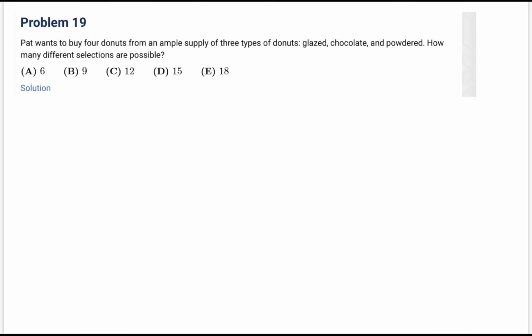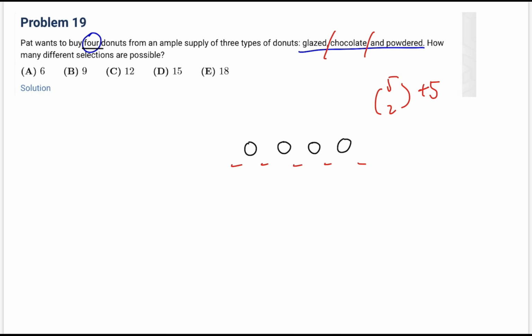Pat wants to buy 4 donuts from an ample supply of 3 types of donuts, glazed, chocolate, and powdered. So there are 3 types of donuts, but he wants to buy 4 donuts. So for this one, we'll use the stars and bars method. We have to buy 4 donuts, so it's 4 stars. But then the bars, there are 3 types, so there are 2 bars. So there are 5 slots for the bars, so 5 choose 2, and then we have to add 5 more. Why? Because there could be these 2 bars both in here, or here, or here, or here, or here.